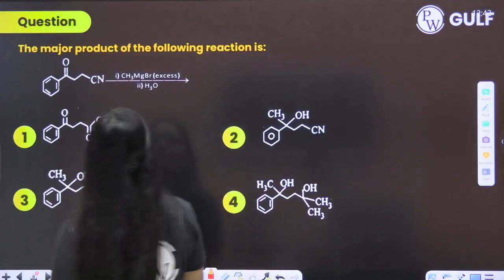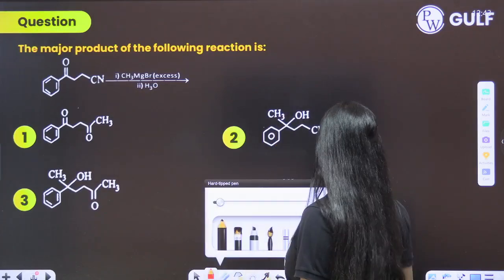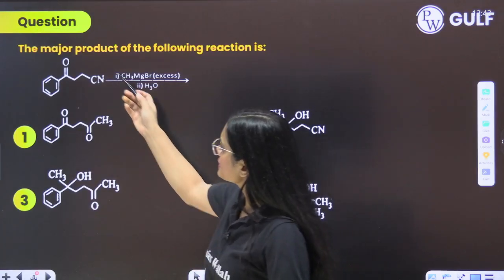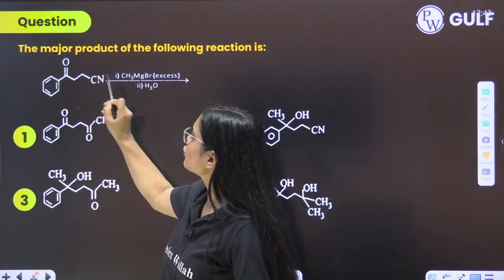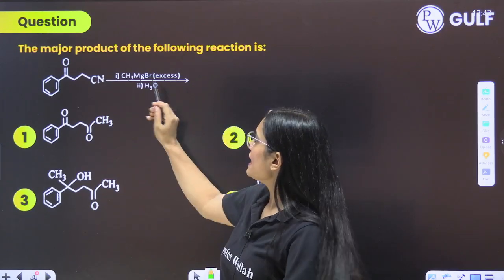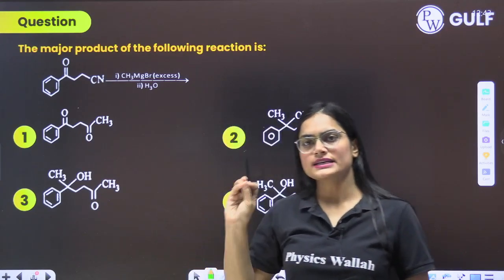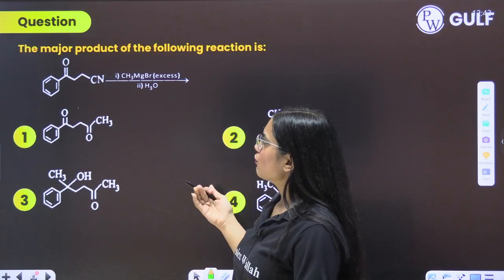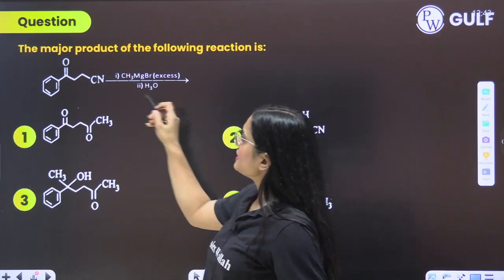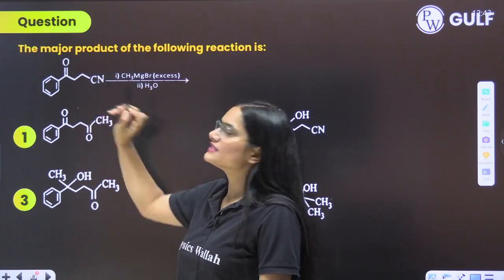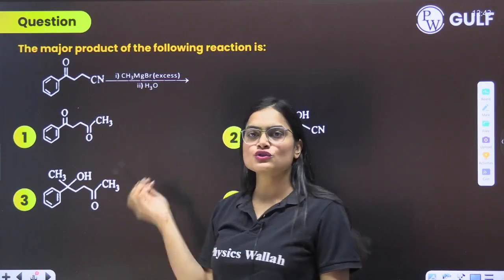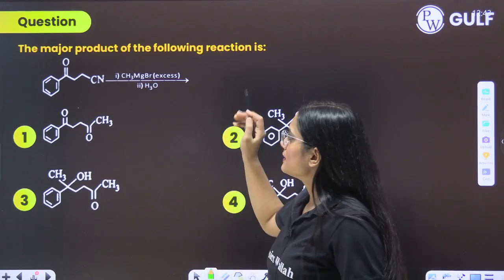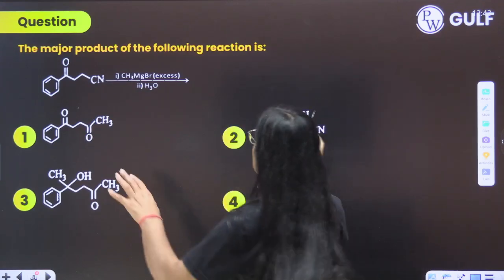Major product of the following reaction is, beta. Here they are treating this compound, which has a CO group as well as a CN group, with excess Grignard reagent, that is CH3-MgBr. So you will be carrying out the reaction of the Grignard reagent with the CO group as well as with the CN group, right? Let's do it one by one and write the product.